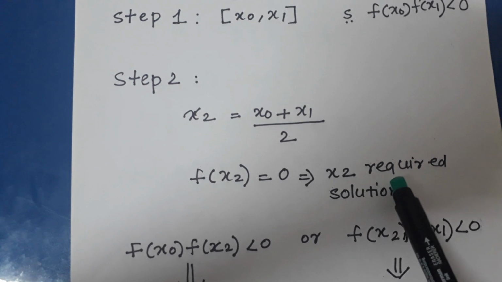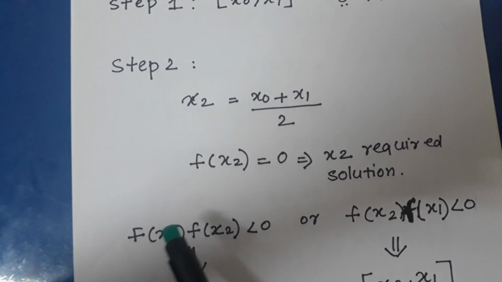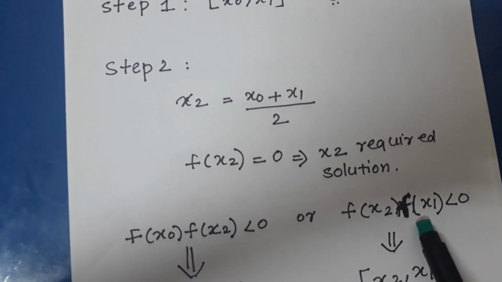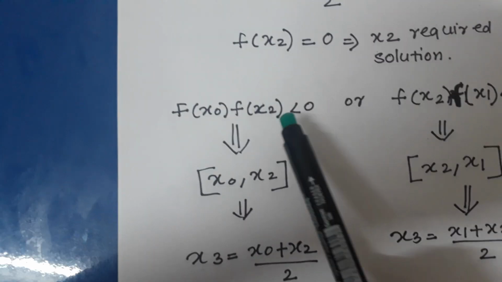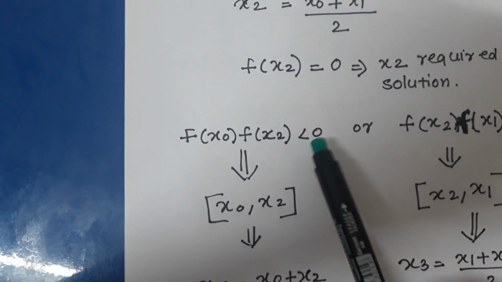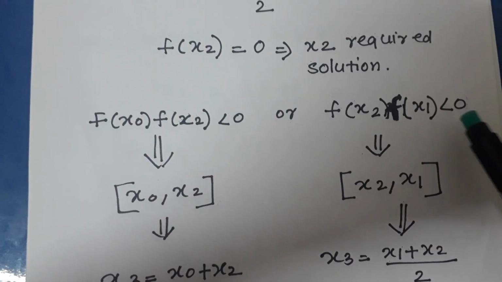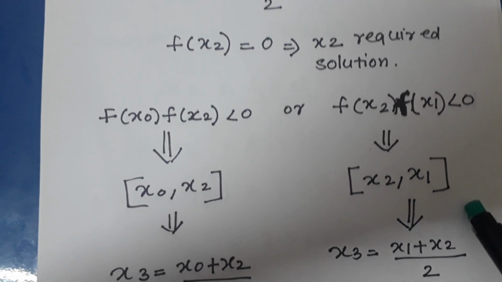If this is not true, then check these two things: whether f of x0 into f of x2 is less than 0, or f of x2 into f of x1 is less than 0. Suppose the first is true, then our solution lies in the interval x0, x2. Now if the second is true, our solution lies in the interval x2, x1.